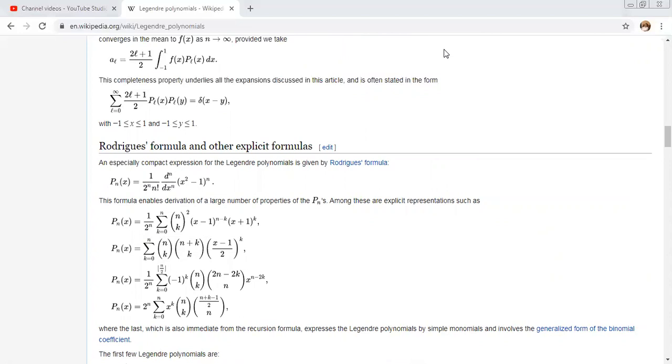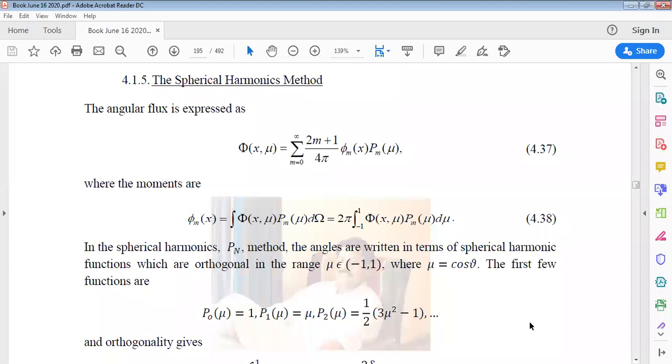Okay, so now let's go back over here to the spherical harmonics method. So we seek solutions for the angular flux in terms of the moments of the spatial flux plus moments of the Legendre polynomials. Now this method is called the PN method, and the angles are written in terms of spherical harmonic functions, which are orthogonal in the range -1 to 1, where mu equal to cosine theta.